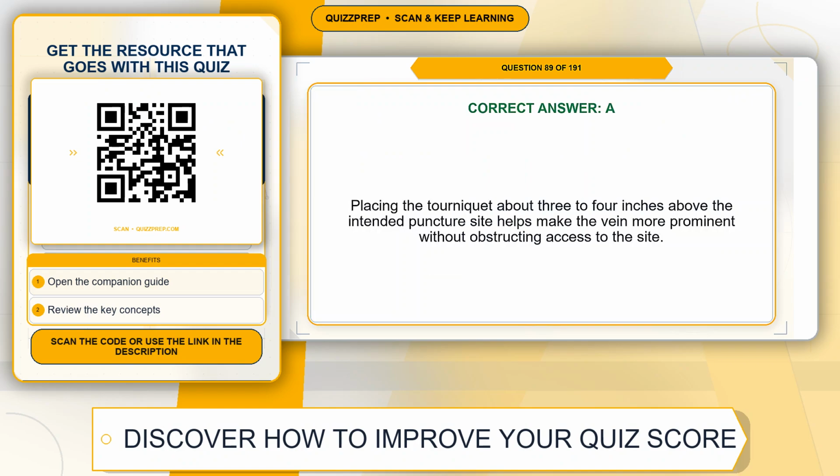Explanation. Placing the tourniquet about 3 to 4 inches above the intended puncture site helps make the vein more prominent without obstructing access to the site.